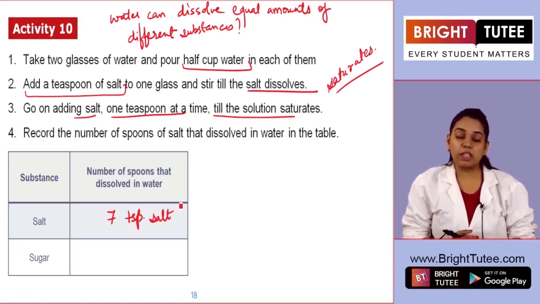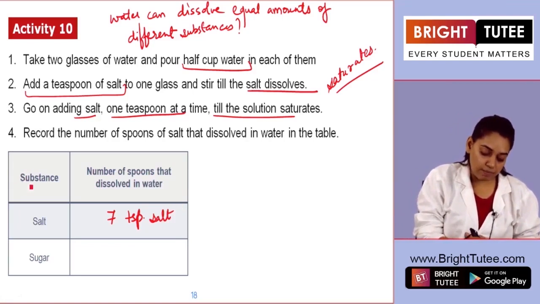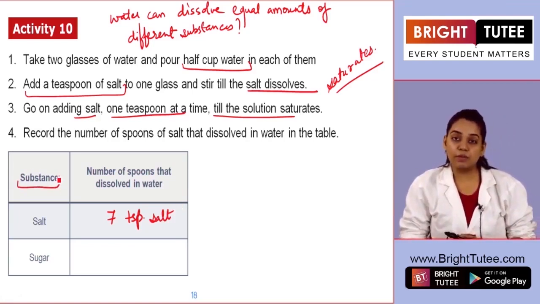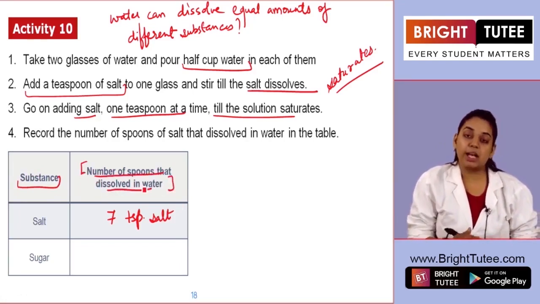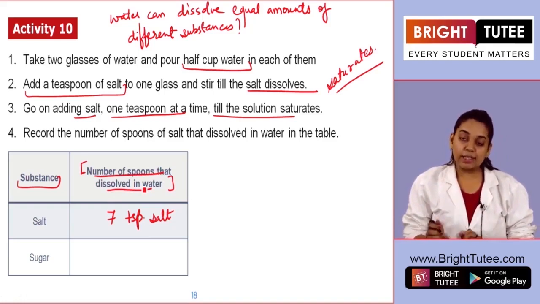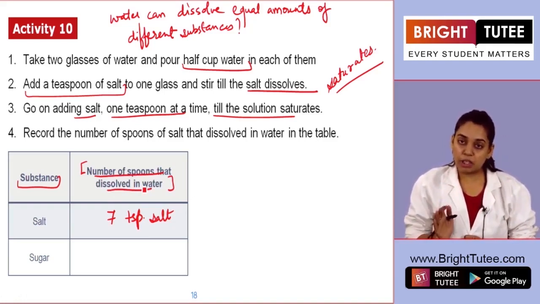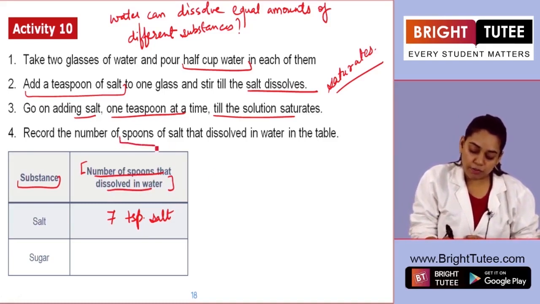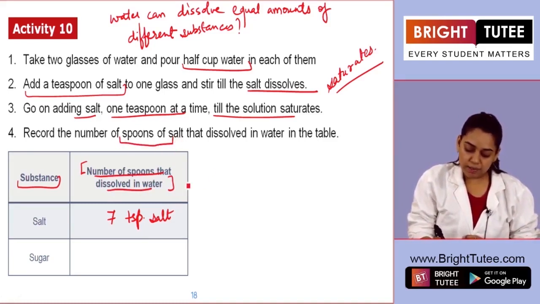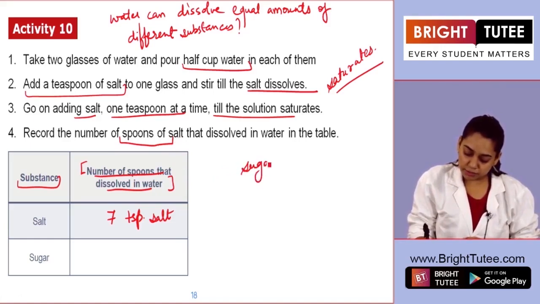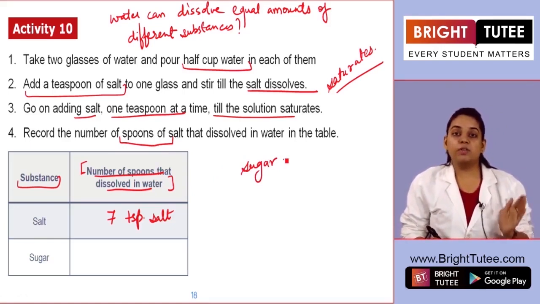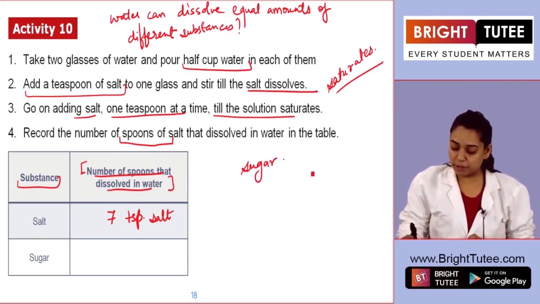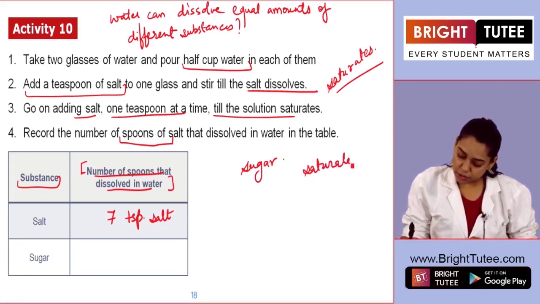You will record your observation in a table like this, wherein the first column denotes the substance that you are dissolving in water and the second column denotes the quantity, that is, the number of spoons dissolved in water. In the second glass, you have taken half cup of water. Now you will add 1 teaspoon of sugar, stir it and it will dissolve completely. You will take 1 more teaspoon until you obtain a saturated solution of sugar.